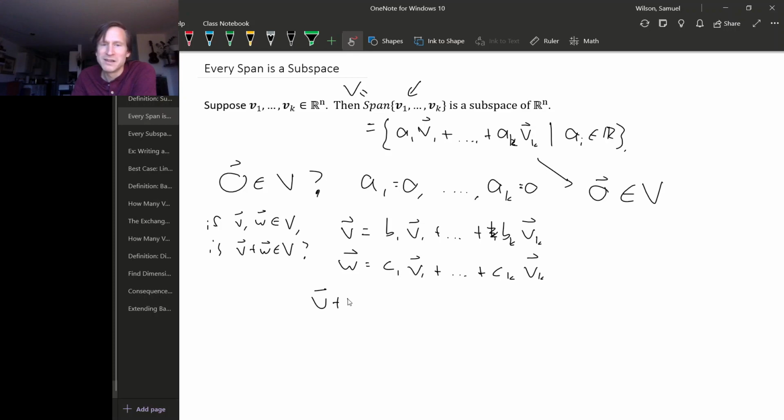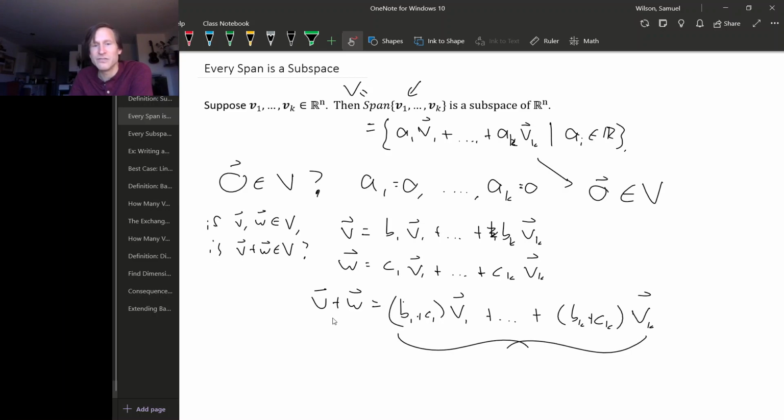But then what's the sum? Little v plus little w is the sum of all these, but notice that there are two terms that have the vector v1, so we could actually combine those two terms by factoring out the v1, and the resulting coefficient is b1 plus c1. And you can see this is going to happen for every term. Up to the last term, there are two vk terms, and the resulting coefficient is bk plus ck. But look, this actually displays v plus w as a linear combination of the v's, right? Here are the coefficients that you need on the v's to produce v plus w.